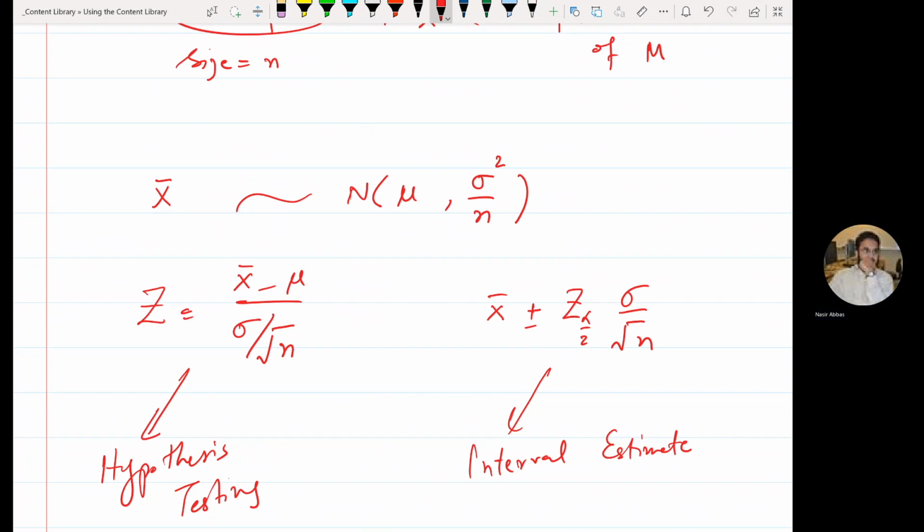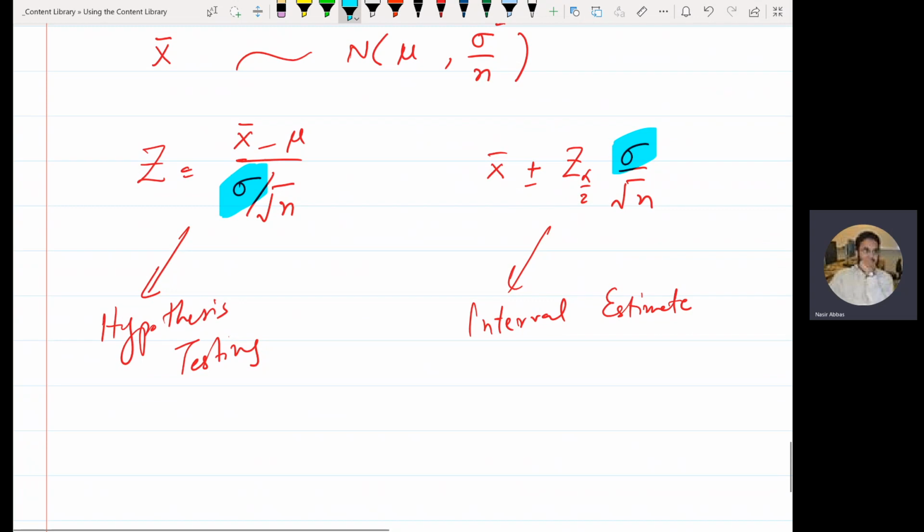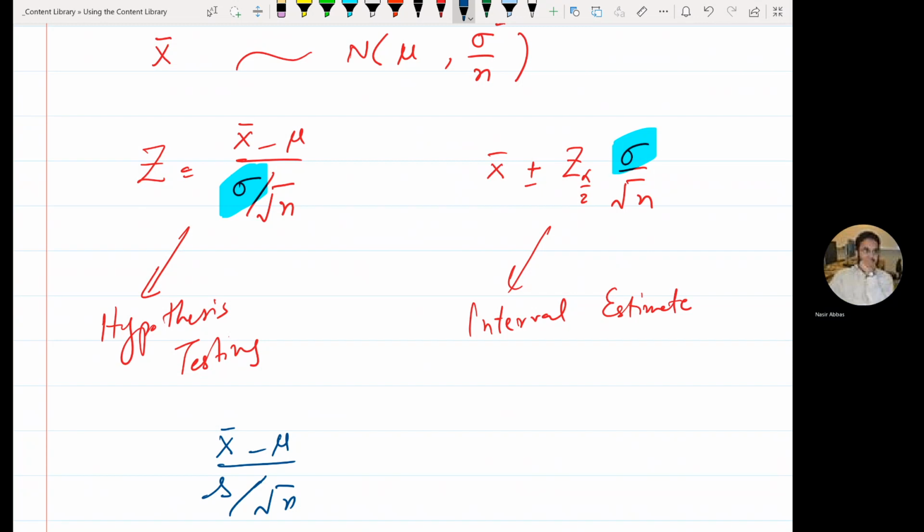After doing all this, you criticize both of them. Why? Because you don't know the sigma. You say this is highly impractical. You rarely know sigma in the real life. True? You say this interval based on z is very impractical, theoretically justified, but practically rarely used. What do you do? You replace this sigma by its point estimate by s. When you replace the sigma by s, what happens to the resulting distribution? It becomes T. Very nice. And what happens to the confidence interval? Not Z.